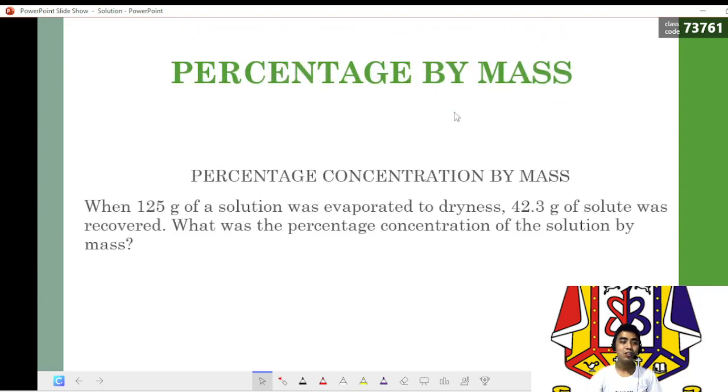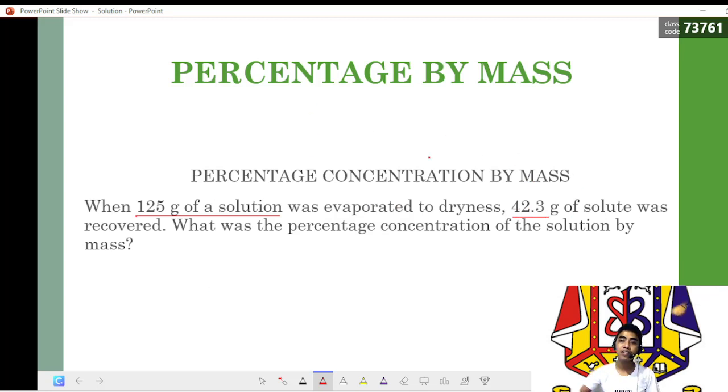Let me read sample problem number 1. When 125 grams of a solution was evaporated to dryness, 42.3 grams of solute was recovered. What was the percentage concentration of the solution by mass? We have here the given of 125 grams of solution. Please take note that the value of the solution is already given in the first place. We have 42.3 grams of solute.